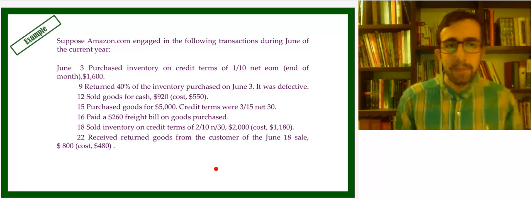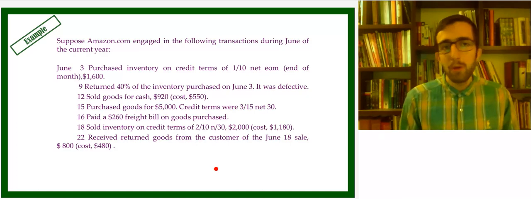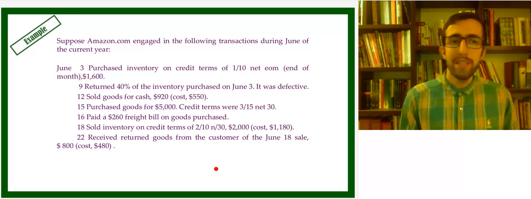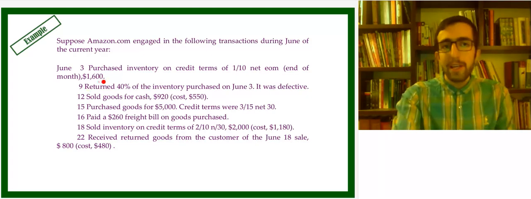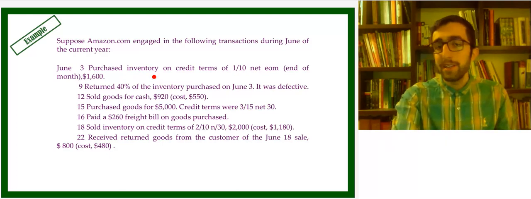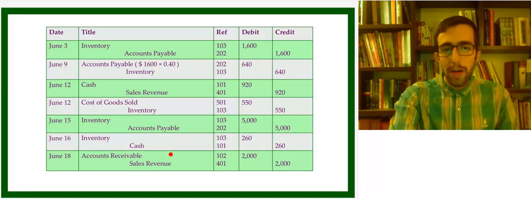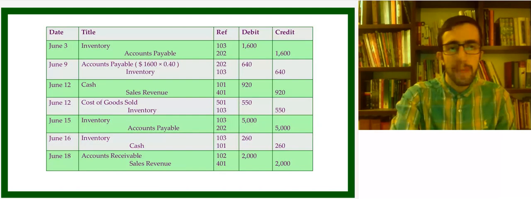And now here we have an example about Amazon.com. Suppose Amazon.com engaged in the following transactions during June of the current year. In the first transaction, on June 3, Amazon purchased inventory on credit, terms 1% in 10 days, net 30 days, for $1,600. The question requires us to make a journal entry for all transactions.